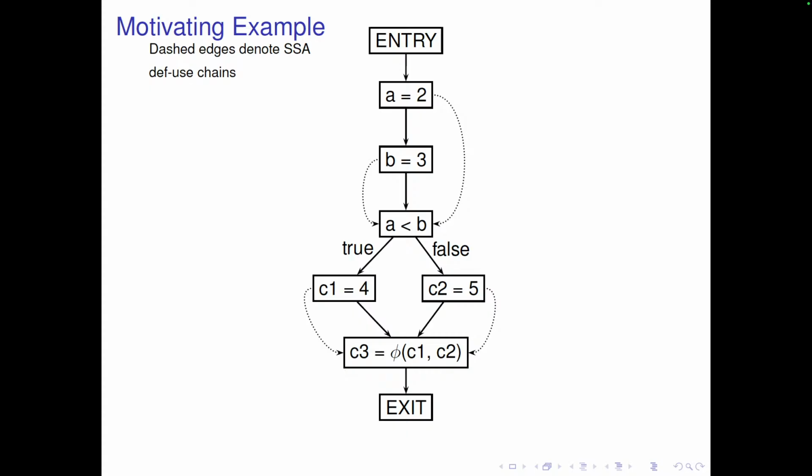So when do I introduce this dashed edge? It goes from a definition to its usages. Now this is a very simple example, so every definition has only one use, but in general a definition can have multiple uses, but there cannot be multiple definitions of a given variable. Looking at this program, what can you say about the value of C3? Is it constant or not?